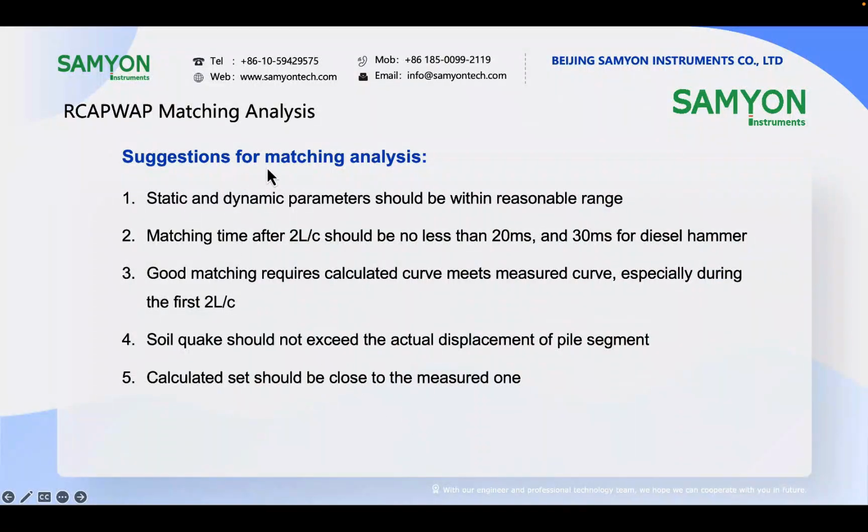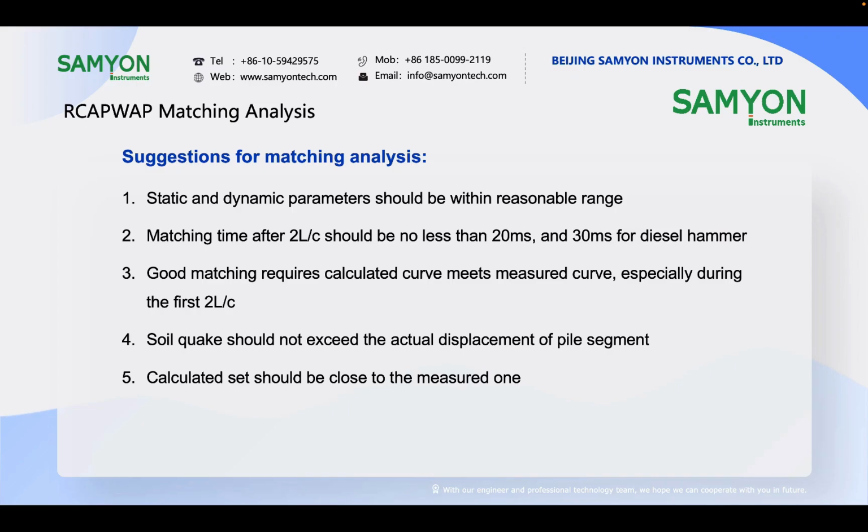And here are some suggestions for the matching analysis. For static and dynamic parameters, they should be within reasonable range. For the dynamic parameters, because it is not very commonly seen in other areas, we have some suggestions in our software. And for static parameters like unit shaft resistance and unit toe resistance, that requires the engineers to have some background knowledge of geotechnology.